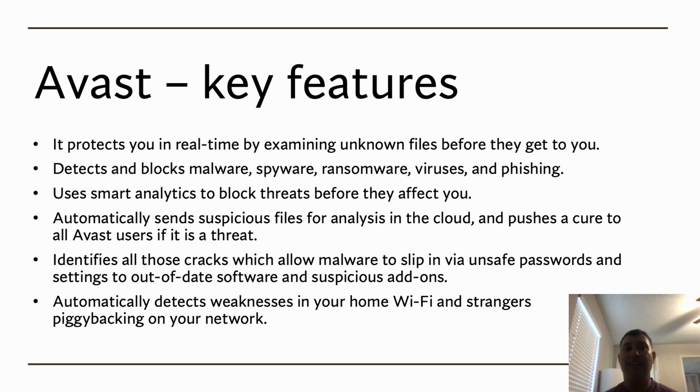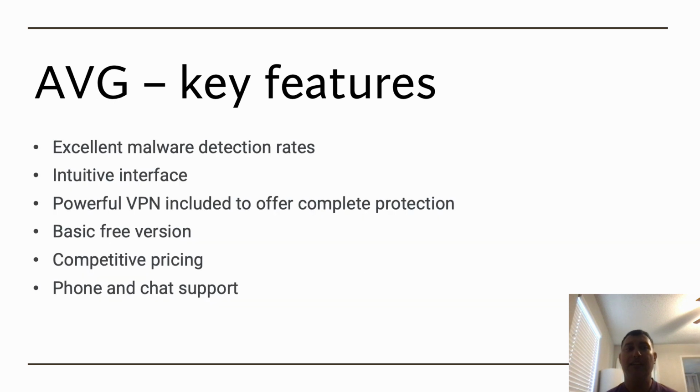Next up is Avast. Avast uses smart analytics to block threats. It identifies cracks which allow malware to slip in via unsafe passwords and out-of-date software. It also detects weaknesses in your home Wi-Fi. Then we have AVG. AVG is a very powerful tool with excellent detection rates, even in the free version. It includes a powerful VPN to offer complete protection, and there is phone and chat support with AVG.